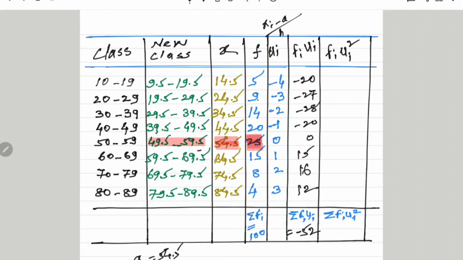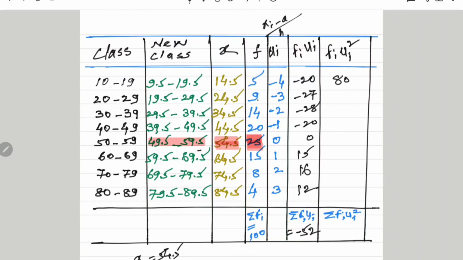And then the last column, f into u square. Therefore, minus 4 square is 16. 16 fives are, we get 80.